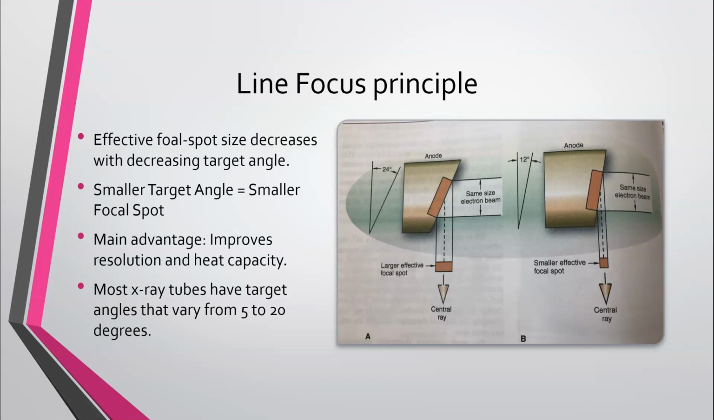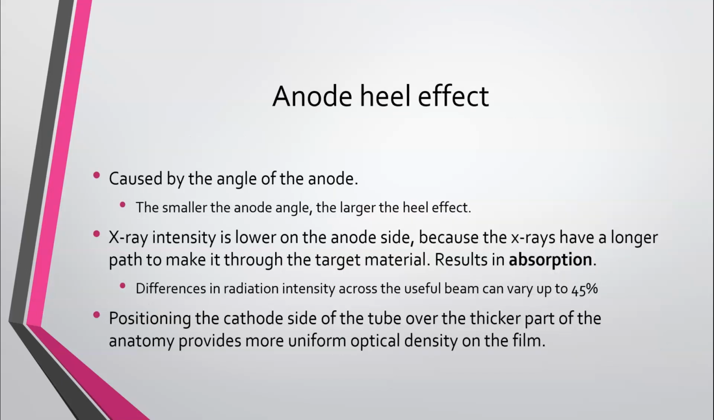The main advantage is improved resolution and heat capacity, and most X-ray tubes have a target angle between 5 and 20 degrees. That's important. Anode heel effect is caused by the angle of the anode. The smaller the anode angle, the larger the heel effect. So X-ray intensity is lower on the anode side because the X-rays have a longer path to make it through the target material, which results in absorption. So those metals are absorbing your photons, okay? The difference in radiation intensity across the useful beam can be up to 45%.